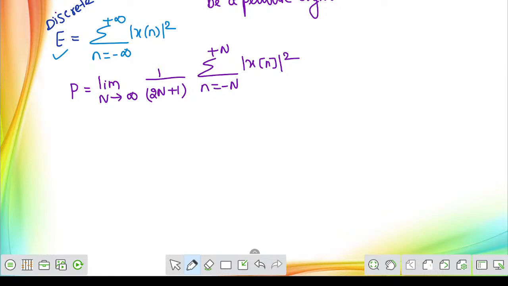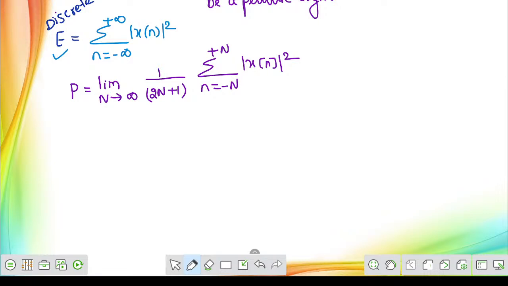Then what I told: for an energy signal, energy will be finite. For a power signal, power will be finite. For an energy signal, power will be what? Approaching 0. For a power signal, energy will be approaching infinity. You must remember whatever property I have given for periodic and aperiodic signals. Don't forget. So you should practice as many questions as possible from your side.